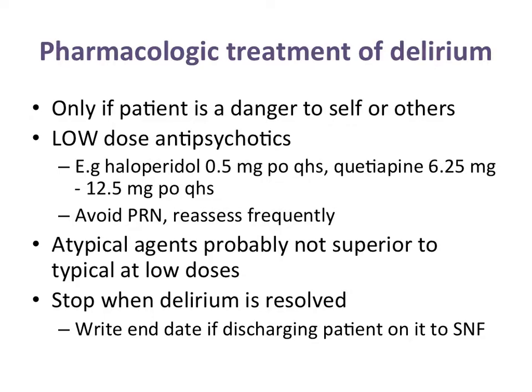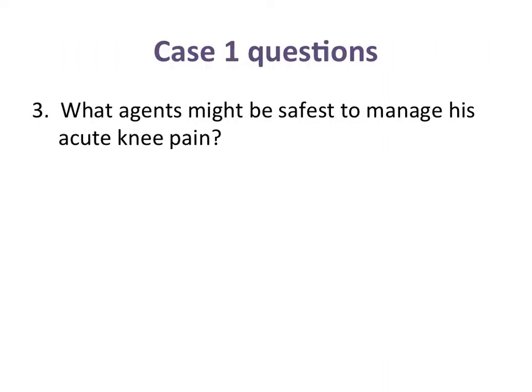Pharmacologic treatment with antipsychotics is overused in current clinical practice as the evidence for efficacy is slim, and it should be reserved for cases refractory to non-pharmacologic measures in which the patient is a danger to themselves or others. For example, they're attempting to pull out their dialysis catheter or hit a hospital staff member. I've listed some possible starting doses of these agents. Atypical agents are probably not superior to typical at low doses, and the agents should always be stopped when the delirium is resolved.